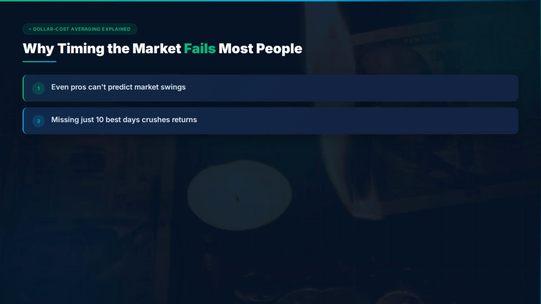The problem is, nobody rings a bell at the top or the bottom. Our emotions, fear when markets crash, greed when they soar, push us to do exactly the wrong thing at the wrong time. Dollar cost averaging sidesteps all of that by keeping you consistently invested.